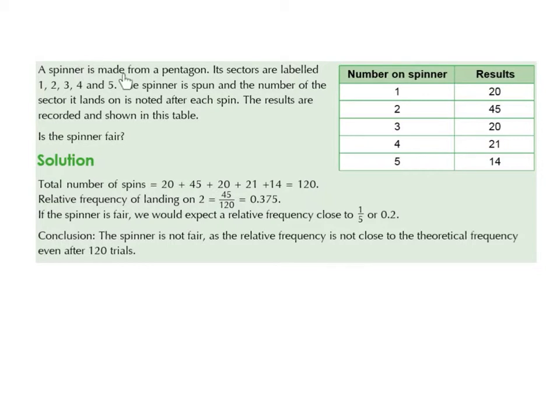A spinner is made from a pentagon. A pentagon is a 5-sided shape. Its sectors are labelled 1, 2, 3, 4 and 5. The spinner is spun and the number of the sector it lands on, so 1, 2, 3, 4 or 5, is noted after each spin. The results are recorded and shown in this table.